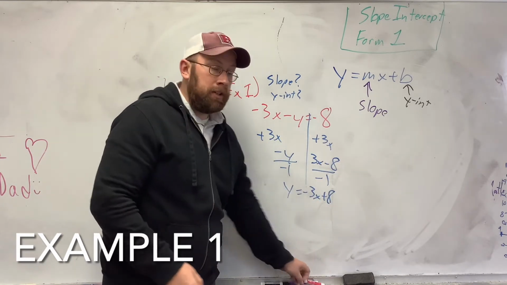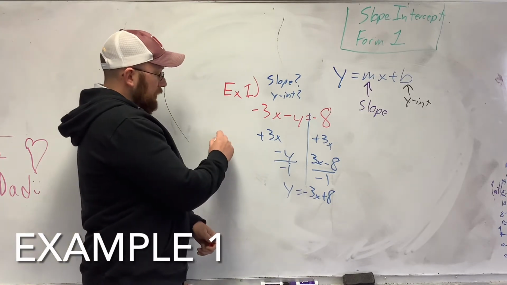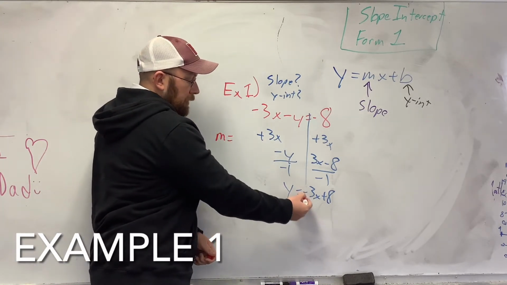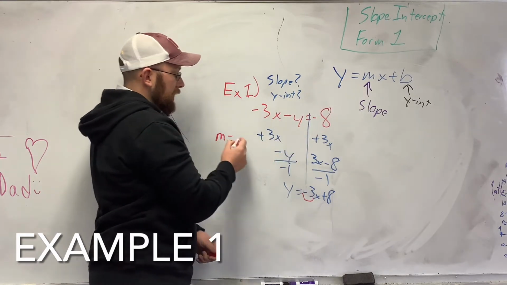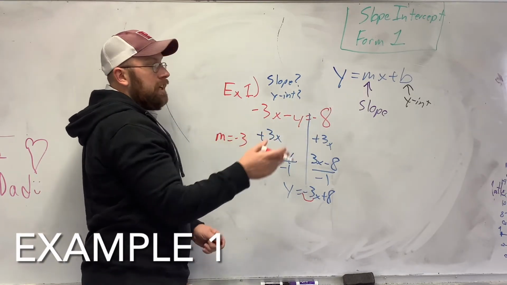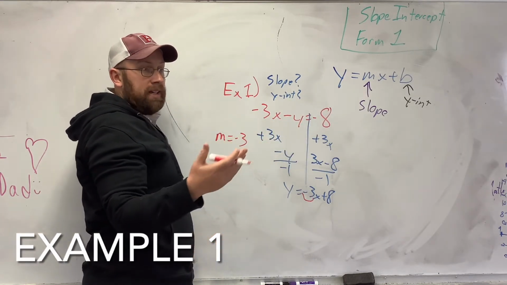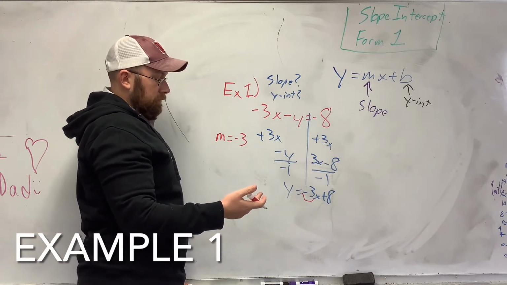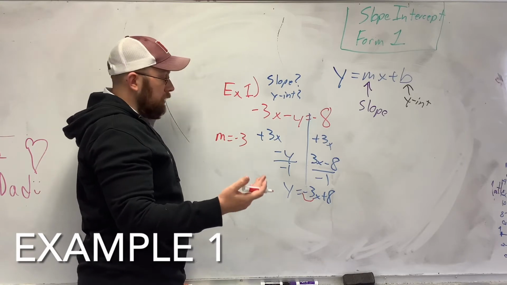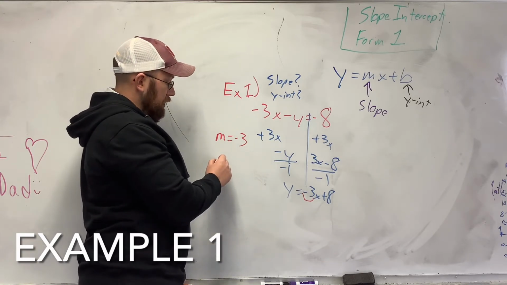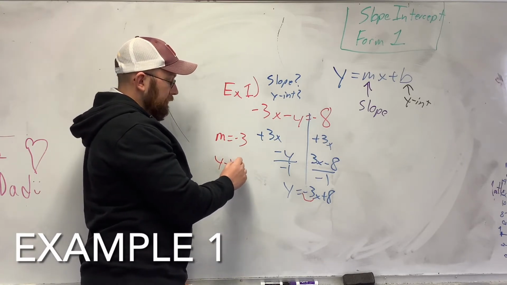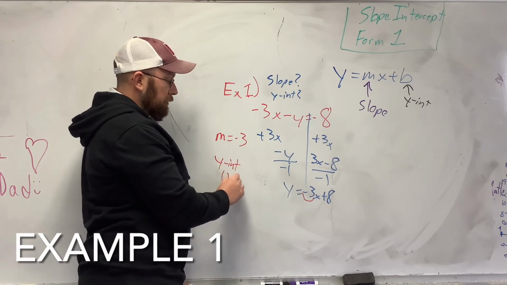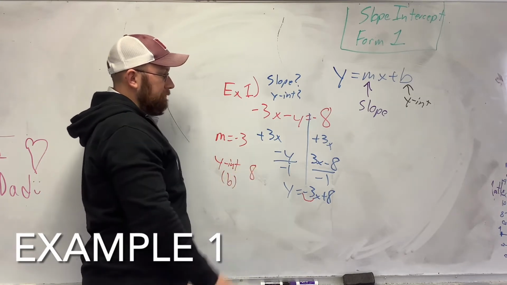So now I can tell you that the slope here is this number right here, which is always in front of the x. Now if there's no x, if it just says y equals 5 or something like that, that means your slope was 0. And your y-intercept, or your b, whatever you want to call it, is 8.